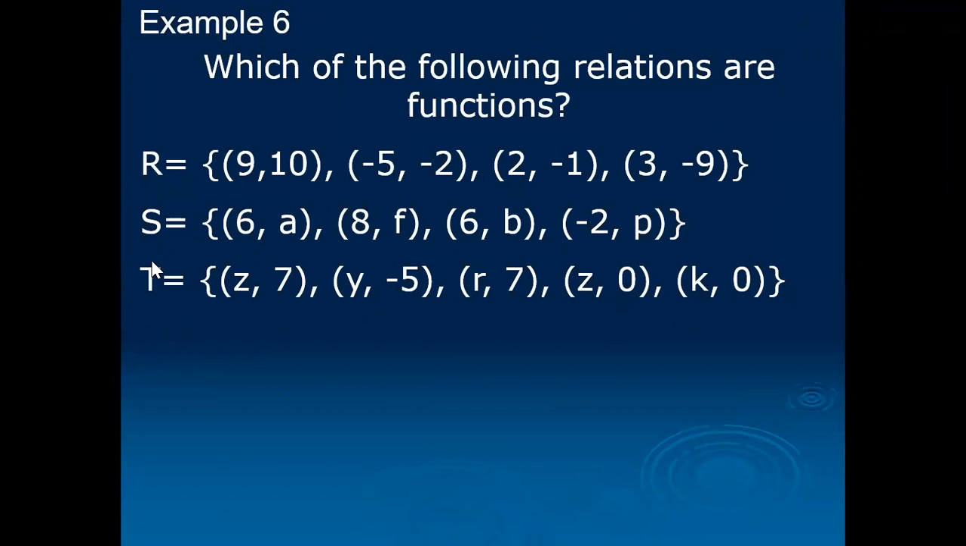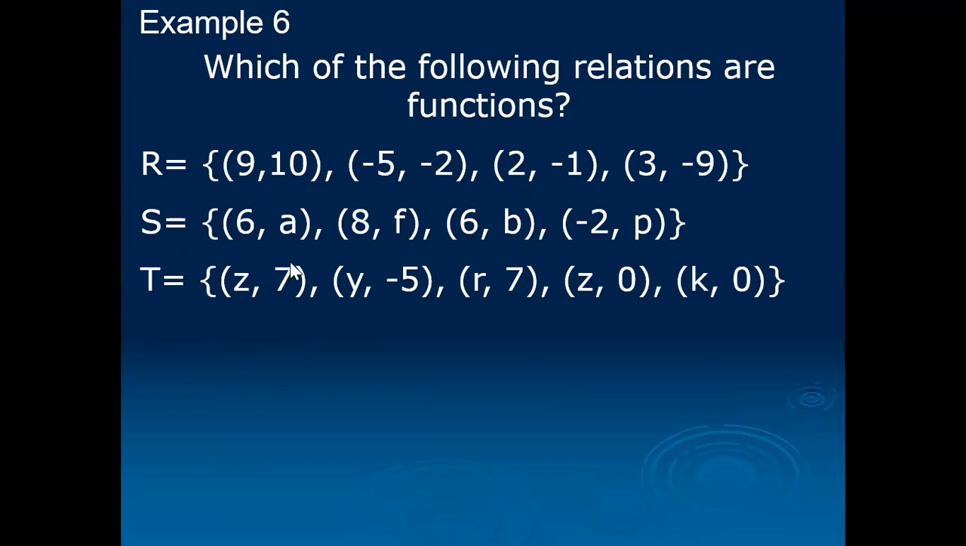Let's look at this one. 6 is your input, A is your output. 8 is your input, F is your output. 6 is your input, B is your output. -2 is your input, P is your output. This is not a function because 6 has an output of A and 6 has an output of B. If you put a 6 in there, you can't get both A and B out. So this is not a function.